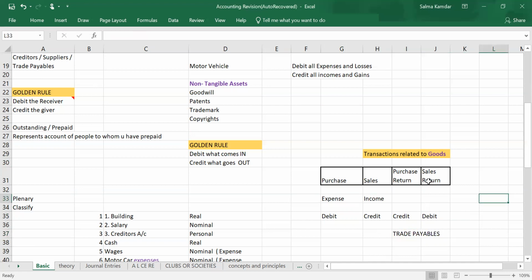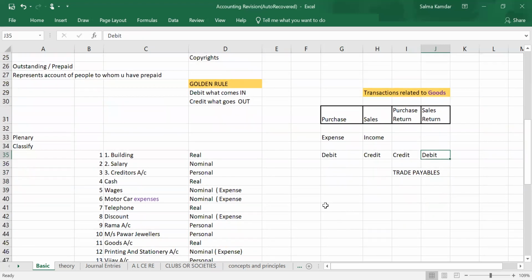Okay. Can someone give me the journal entry for sales return? Sales return debit, trade receivables credit. Lovely. Now, along with this, I want four extra journal entries. The first journal entry is for bad debts. What is the journal entry for bad debts or irrecoverable debts? Bad debts are debited and trade receivables are credited.